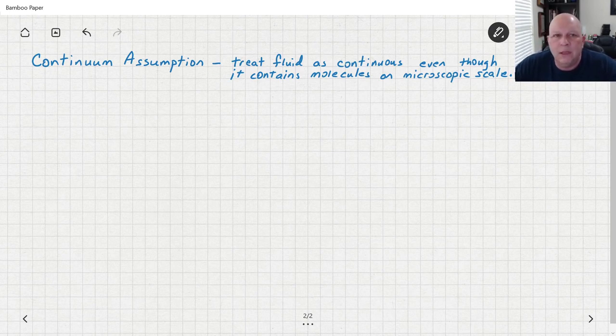So when is this continuum assumption valid? Let's just think about it physically for a moment. If I'm at sea level, I don't feel individual air molecules striking me. I know that they're bouncing off of my body, but I don't feel that. I just feel a continuous pressure. I don't feel any time variations in that pressure.